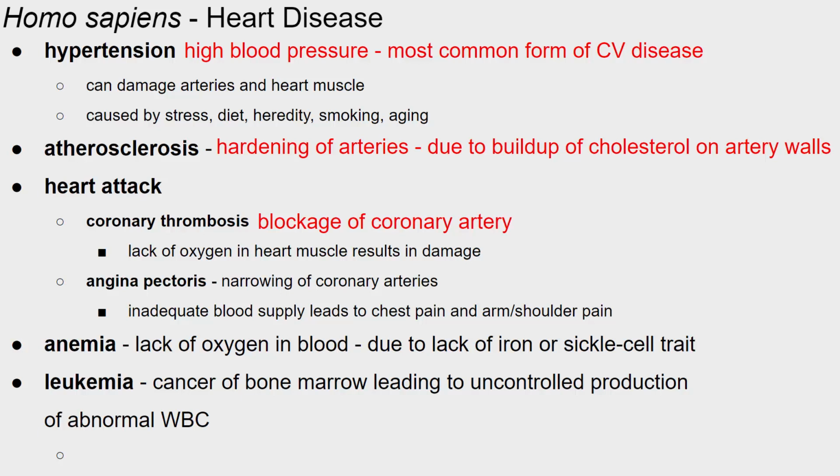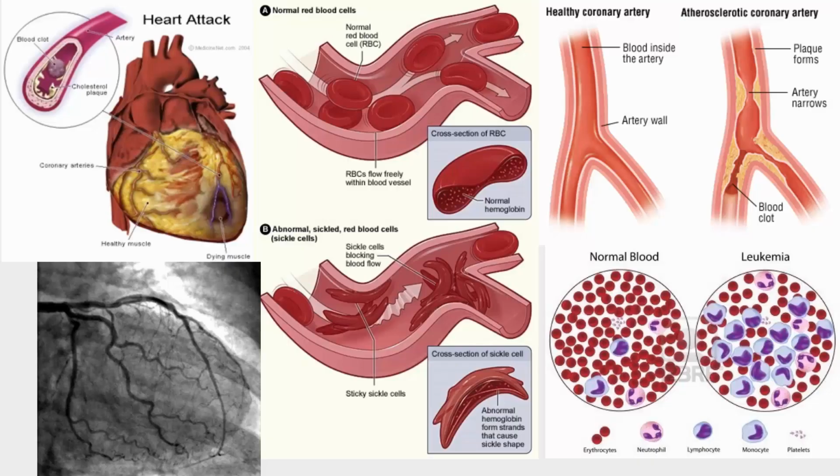Leukemia is a cancer that affects the circulatory system and the immune system because it's a cancer of the bone marrow, the central part of our bones that produce our blood cells. If a person has cancer in that bone marrow, then that can lead to problems creating white blood cells and so forth.